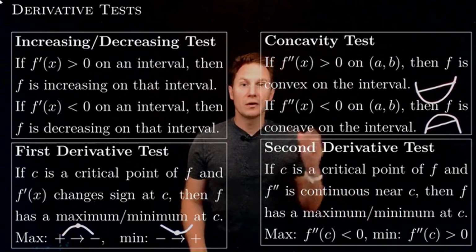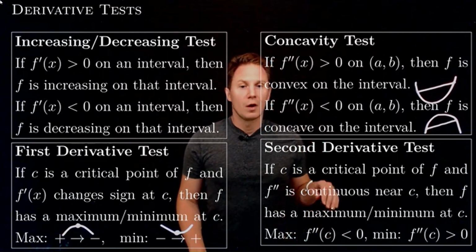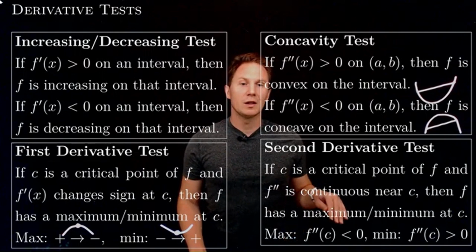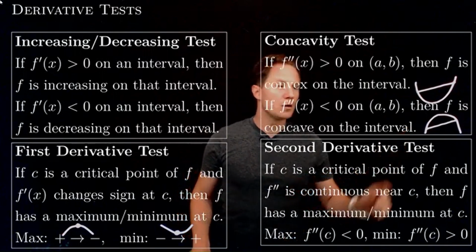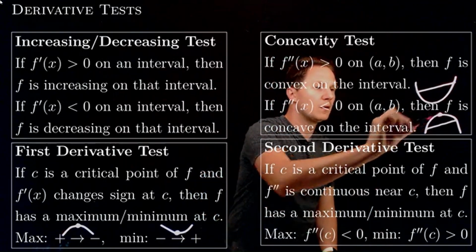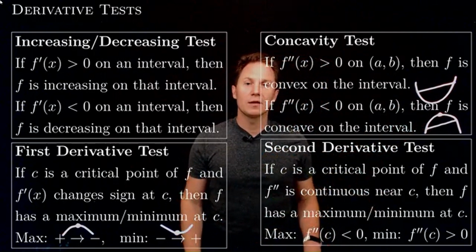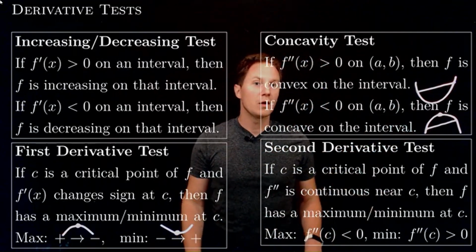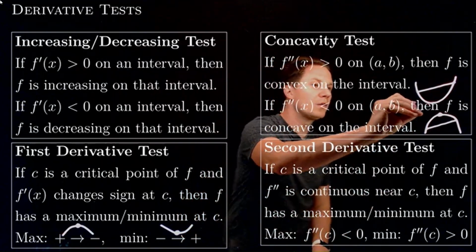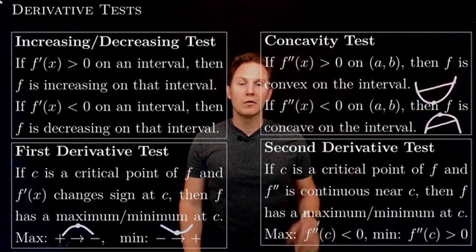positive. With the concavity test, the second derivative test makes sense, because having a negative second derivative at c means that the function's graph is concave, therefore at c we have a maximum, whereas having a positive second derivative at c means that the function near c is convex, therefore we have a minimum at c. Okay, this is enough for now.